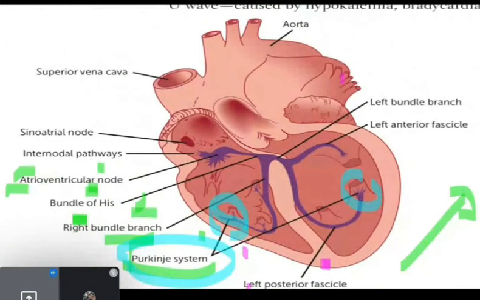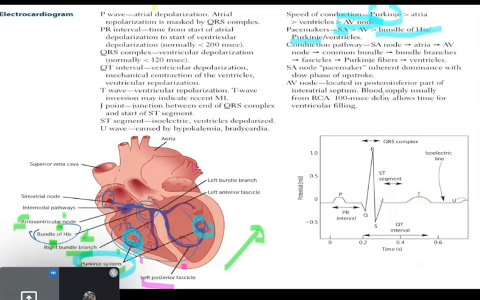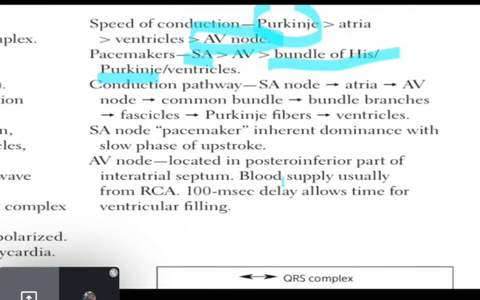So here you have this one from the SA node to the AV node, and from the AV node to the bundle of His. This one here is the bundle of His, as you know. After the bundle of His, it will go to the Purkinje fibers, which is here. The Purkinje fibers at this point. And after the Purkinje, the ventricles will contract. Because once the Purkinje has the signal, it is fast. Once it has a signal, because it's fast, it will contract quickly, okay?